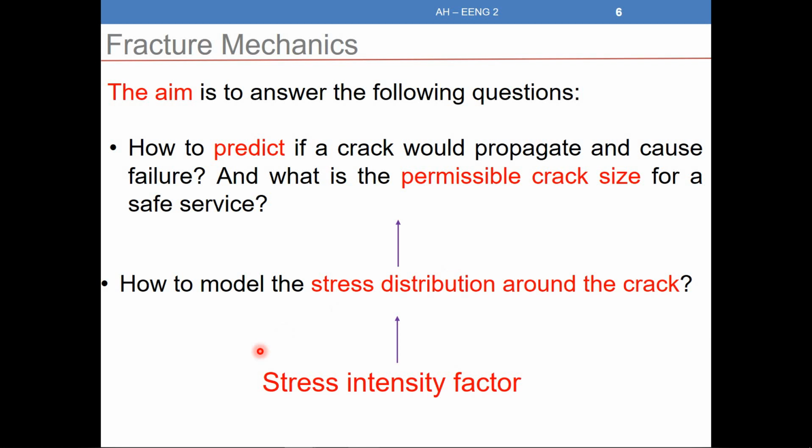And here, as we will see in this lecture, we define what we call a stress intensity factor. So that's what we'll study. This will be the main parameter that we'll study in this lecture. So the stress intensity factor.